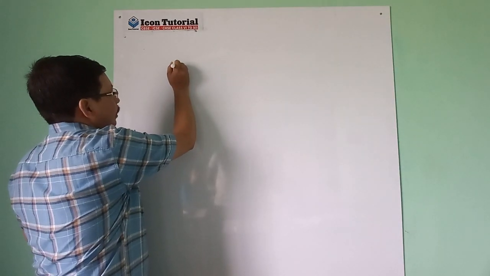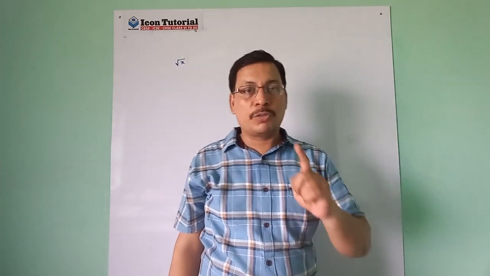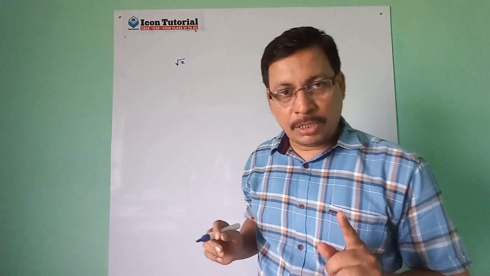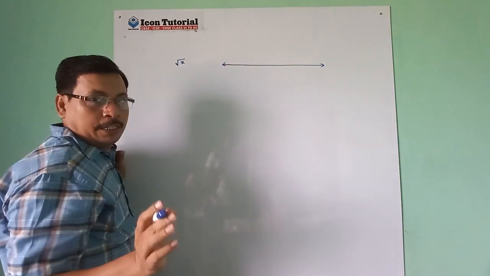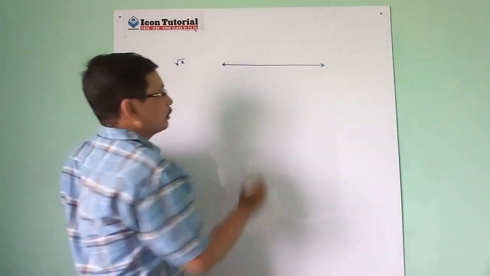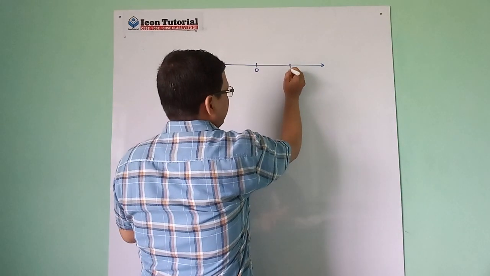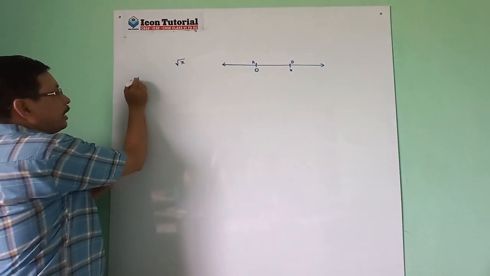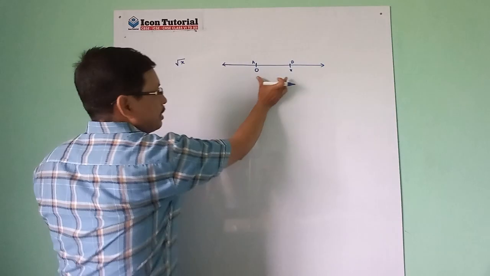Our question is root of x on a number line. How can you represent it? First, draw a number line. Your target is x. Suppose you take 0 here, and from 0 to x. You can name the points A and B. So AB is taken as x.